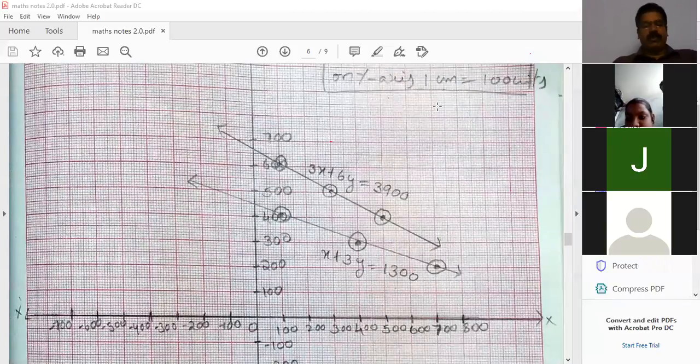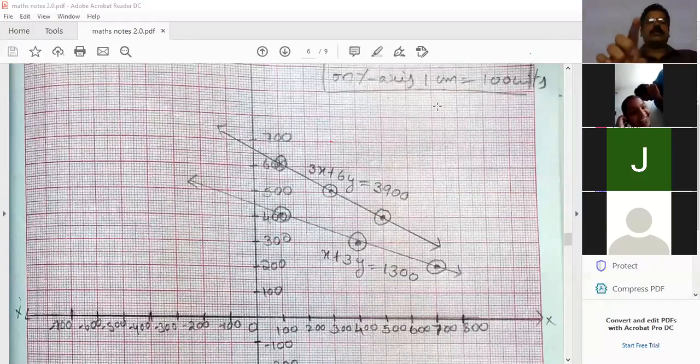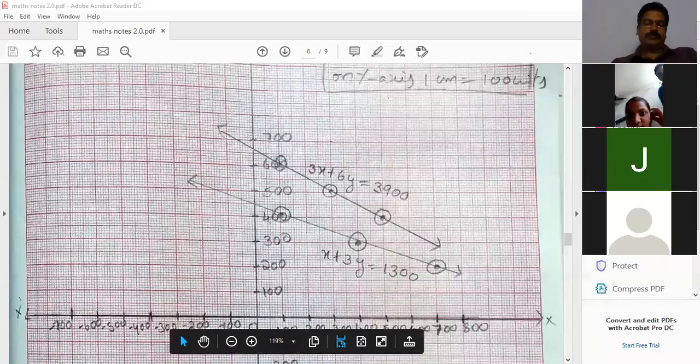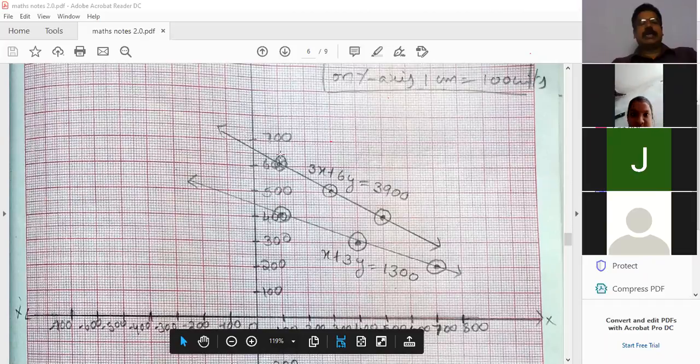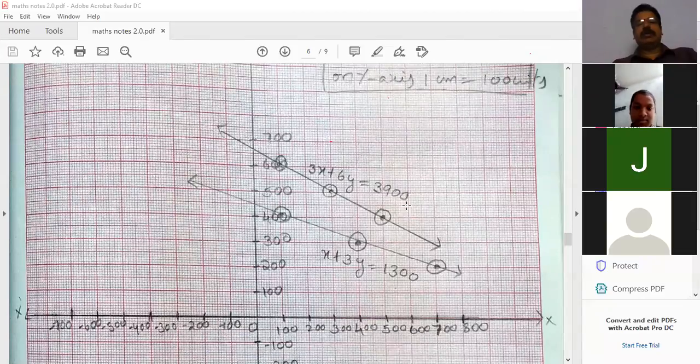The first equation, the first solution, I took 100 on a scale. On the x-axis 1 centimeter equals 100 units. On the y-axis also 1 centimeter equals 100 units. The first point is x equal to 100, the value is 600, and x equal to 300, the value is 500. X equal to 500, the value is 400. This is the equation 3x plus 6y equal to 900.